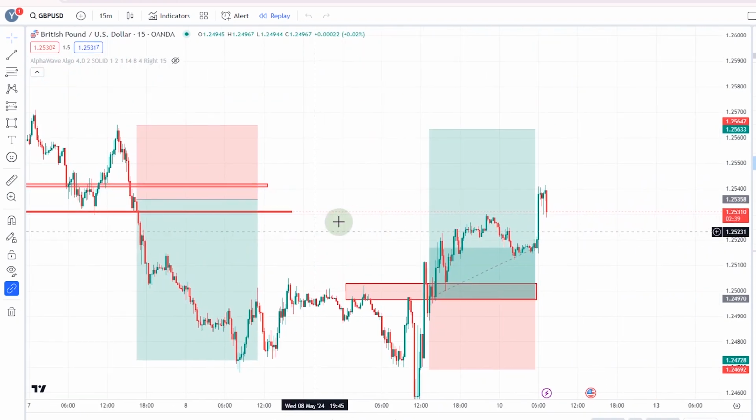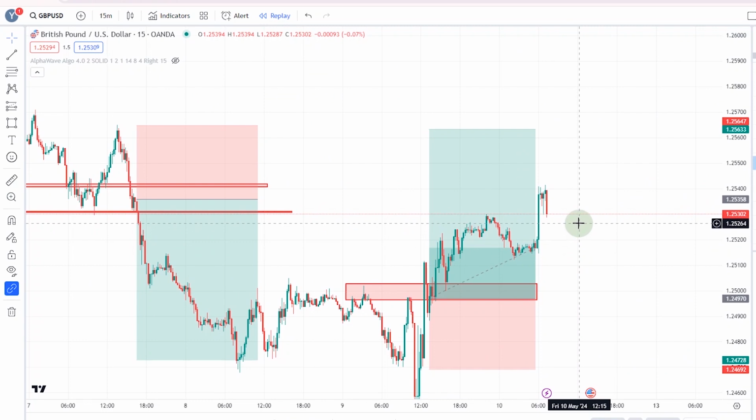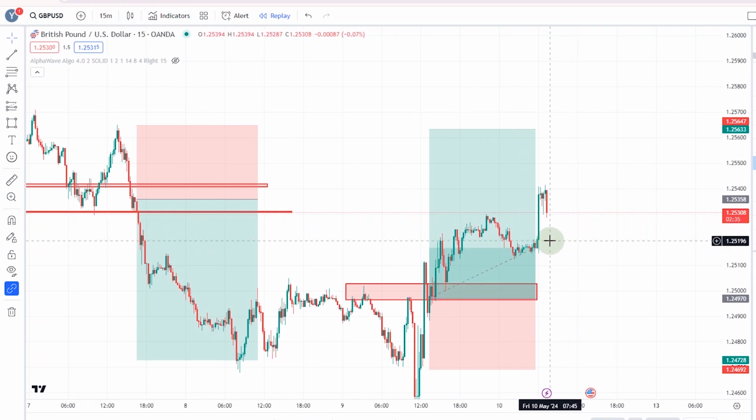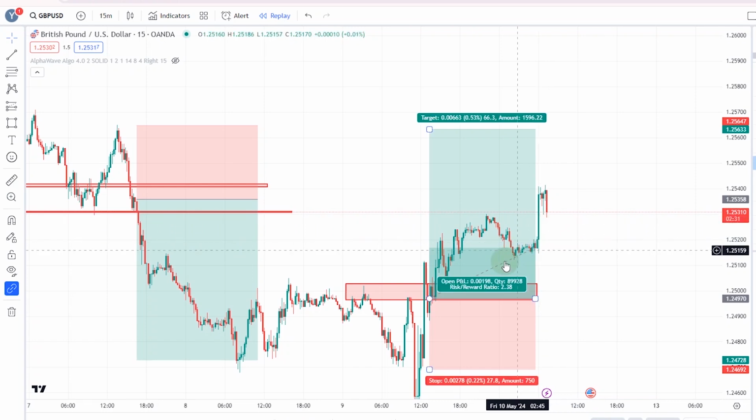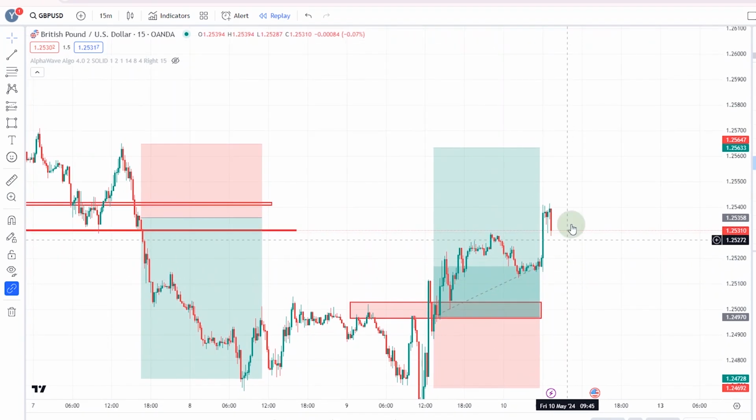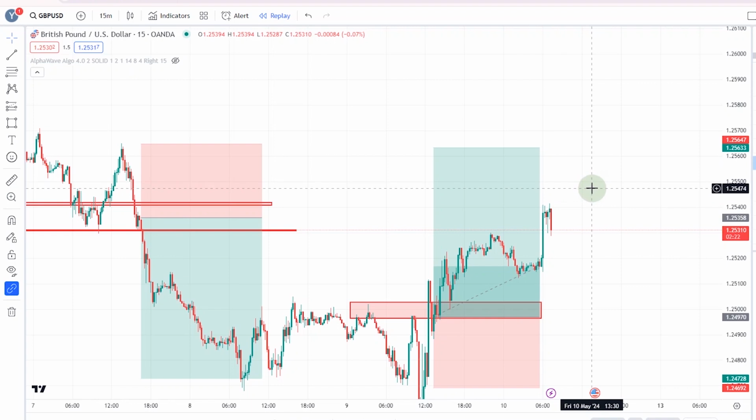Right away, this is a trade that is still going on in the market. This is a trade that I'm taking today, Friday, 10th of May, 2024. So this trade is going on right here, and definitely the price is going to come up to this particular resistance level before it changes direction.